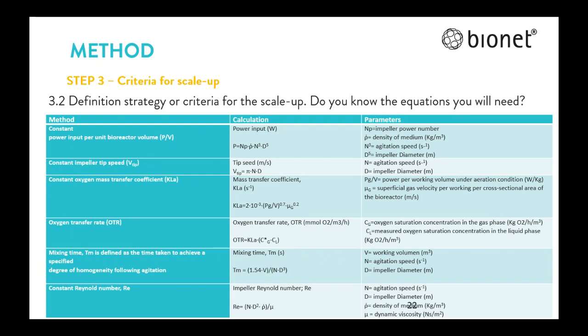Usually, it's impossible to maintain all the parameters in the same ratio to one another. These parameters include constant power input per unit bioreactor volume, the constant impeller tip speed, the constant oxygen mass transfer coefficient, oxygen transfer rate, OTR, mixing time, the time defined as the time taken to achieve a specific degree of homogeneity following agitation, and a constant Reynolds number.